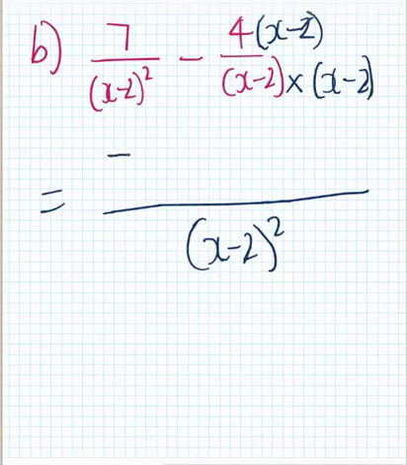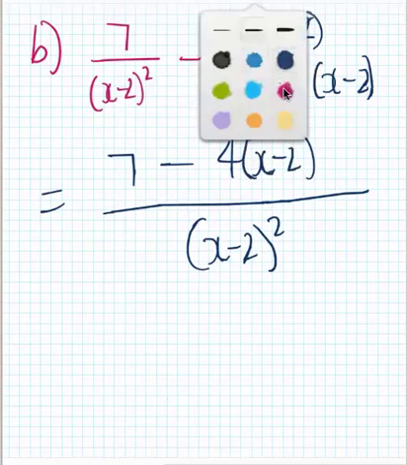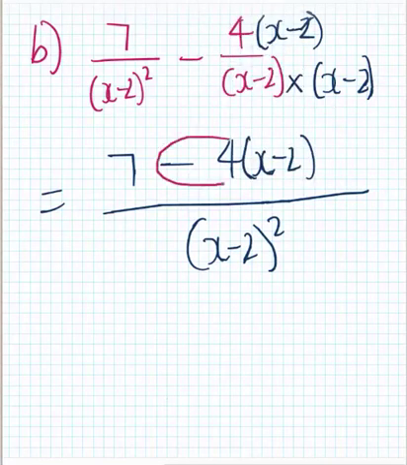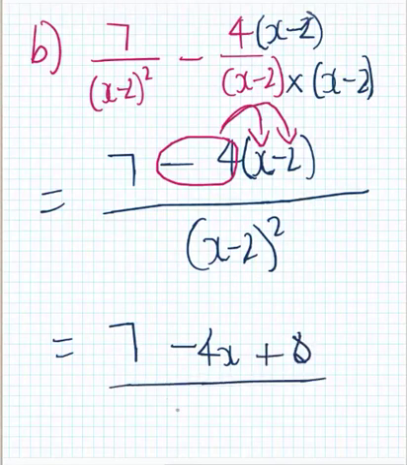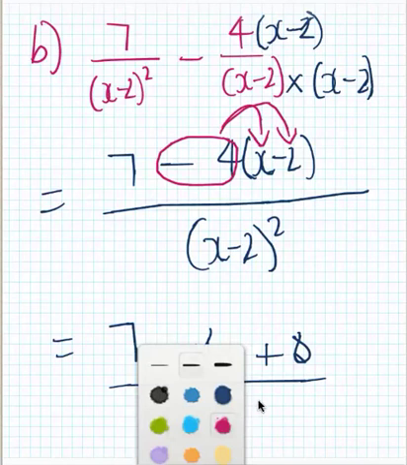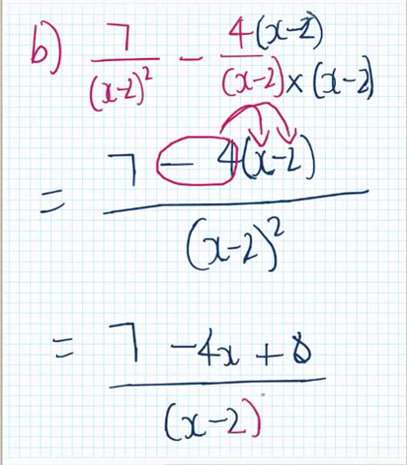So now I've got 7 minus, and then 4 bracket x minus 2. And now don't forget to expand, and that is a negative 4 times x, and a negative 4 times 2. We don't expand the bottom, so we've got 7, and we've got minus 4x, and minus 4 times minus 2 is positive 8, over x minus 2 squared.